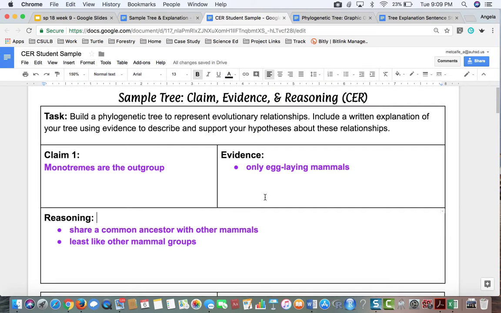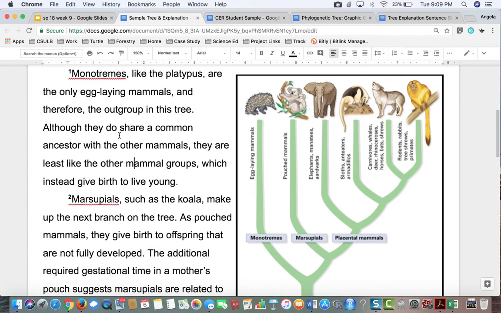My evidence to say that they are the most different, or that they are the outgroup, was that they are the only egg-laying mammals. And I wrote that in the first sentence again. So they're the only egg-laying mammals. That's the evidence I have to say that they are the most different.